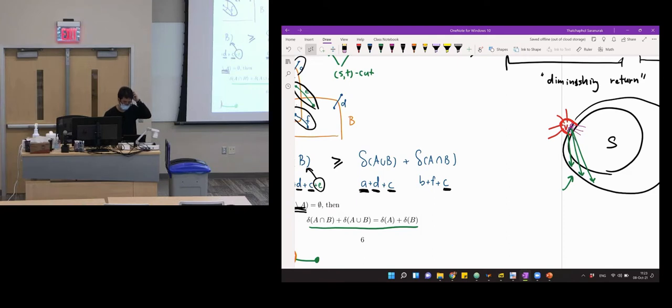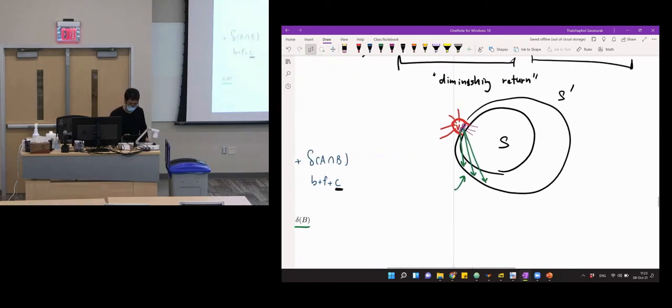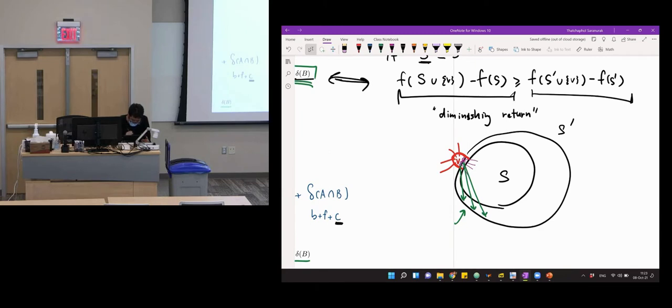But now if you move V to S prime, there is no change in cut size in the green and pink edges. I see. But that is what we anyway want. So it's the other way. Green should be more and pink should be less.